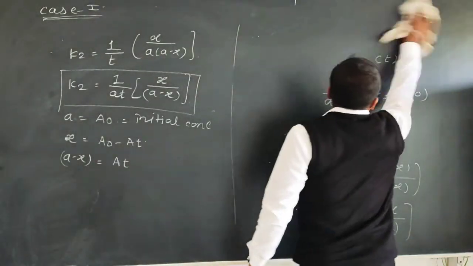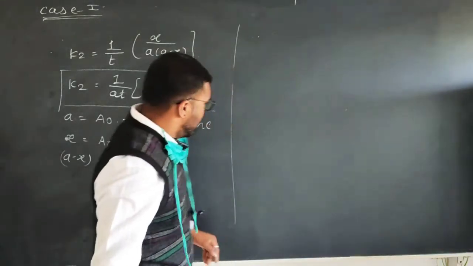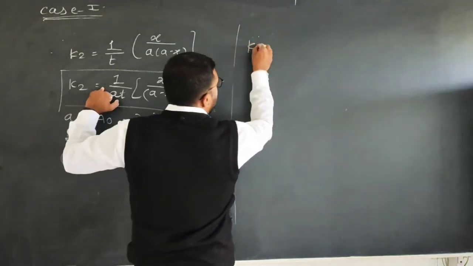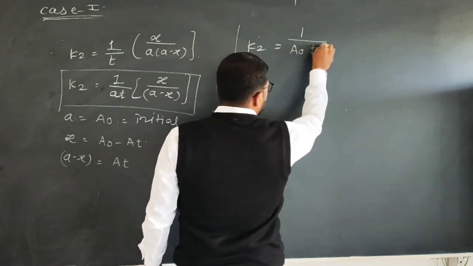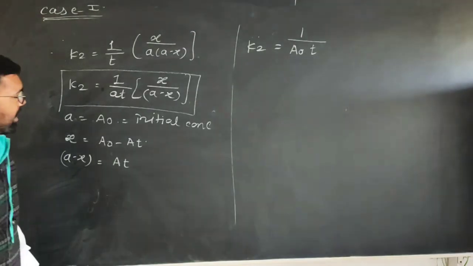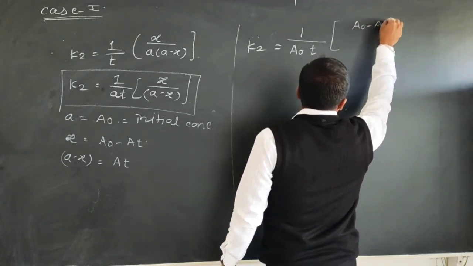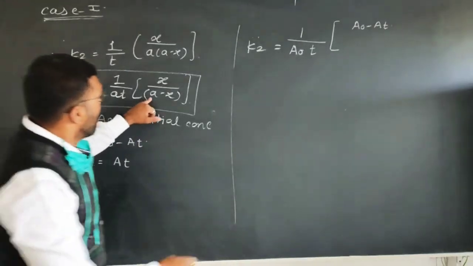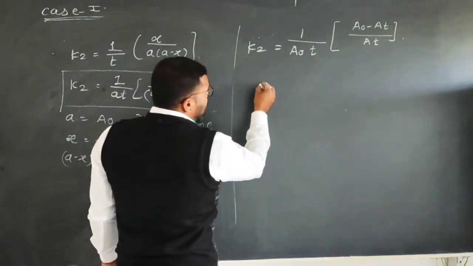Therefore we make a new format for the second order reaction with equal initial concentration. Then by putting these values in this equation, we get K2 is equal to 1 upon A0 into t, where A0 is nothing but the initial concentration of the reactant. Then what is the value of X? X is equal to A0 minus At. What is A minus X? A minus X is nothing but the At.